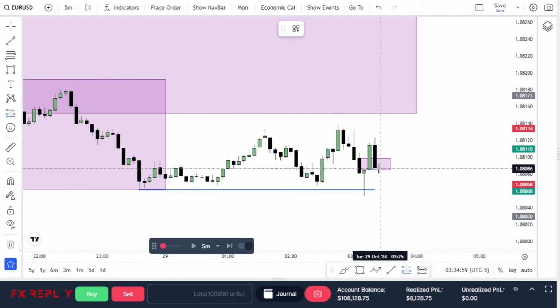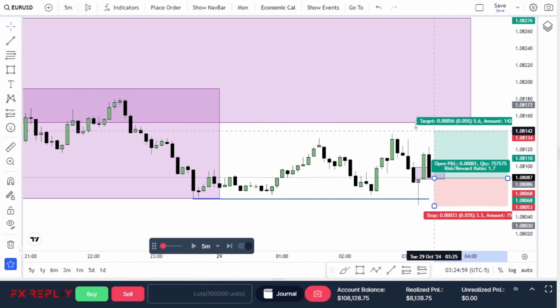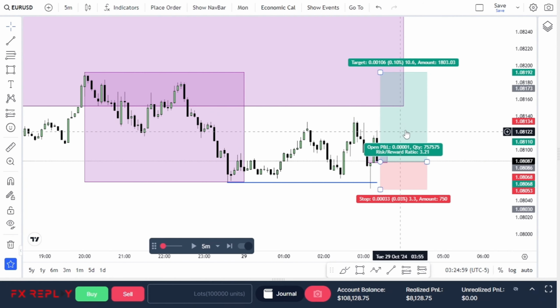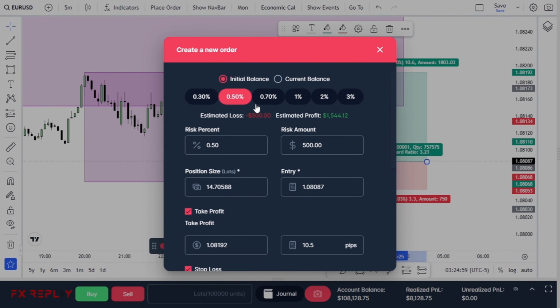We can look for a long position here, go below this low, and the target will be this Asian high. It can be a risky trade because we don't have any higher time frame PDA, so we will take half risk here.